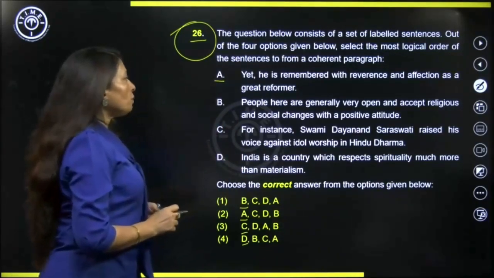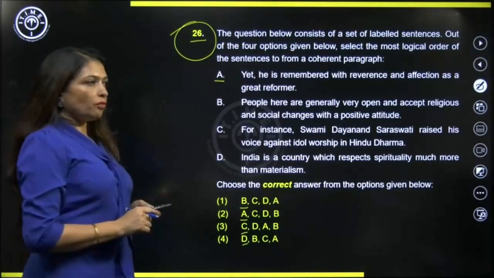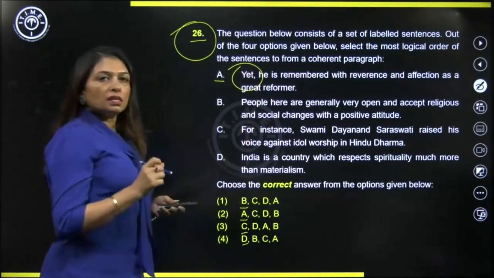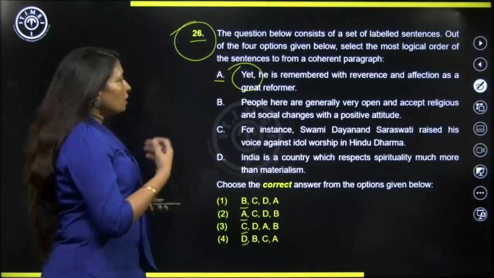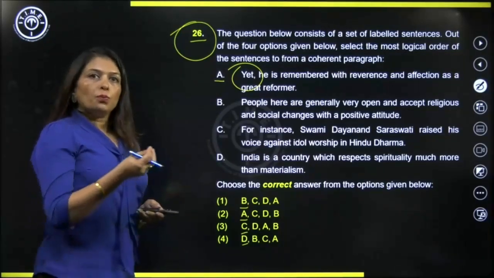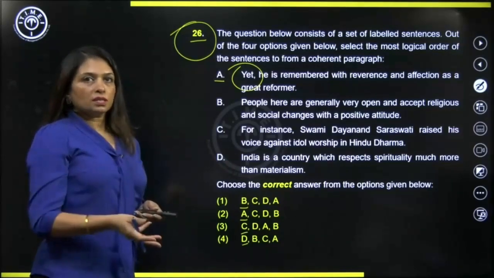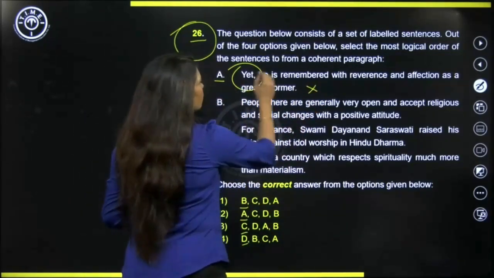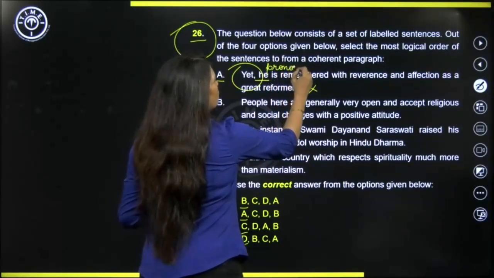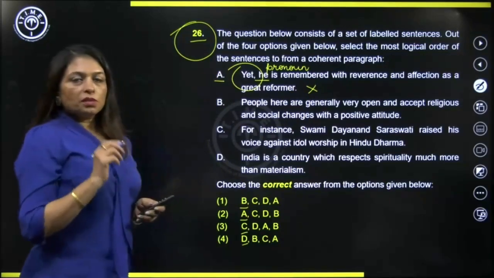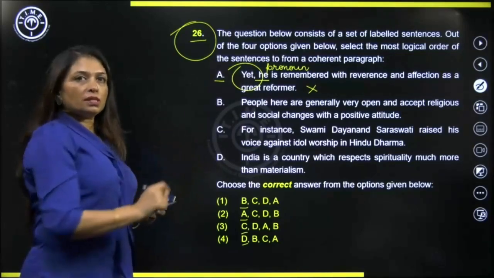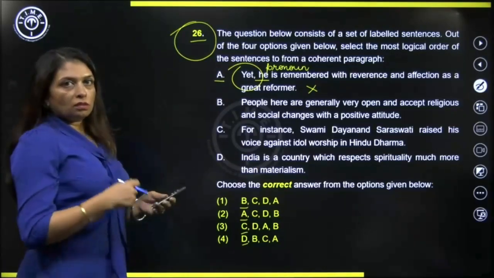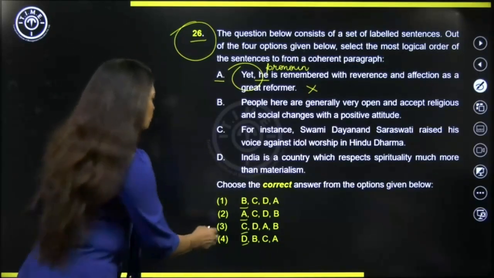A. Yet he is remembered with reverence and affection as a great reformer. Now, can we begin any paragraph with yet? What is yet? Yet is a contrast indicating conjunction. Okay. So, because we cannot begin with a sentence which opens with a contrast word or contrast conjunction, this clearly is not the introductory sentence. In addition to that, we have he. What is he? He is a pronoun, and a pronoun does what? It substitutes a noun, and we need to have that sentence before the sentence in which the noun to which he refers is mentioned. Now, because A cannot start the sequence or the paragraph, we can eliminate choice 2.